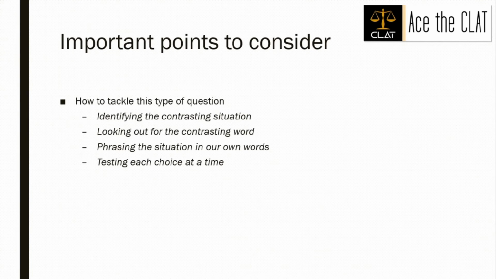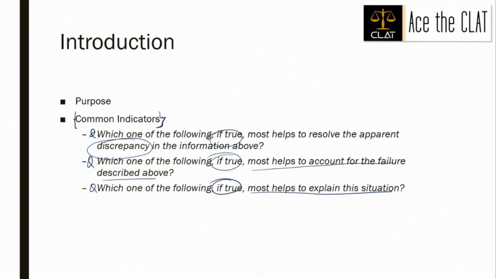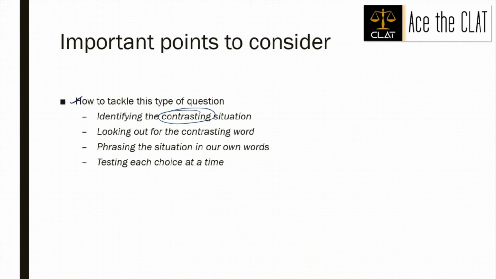The first thing is how to tackle this type of question, how to solve it correctly. The first step is to identify the contrasting situation. I was talking about how you would be presented with a contrasting situation. Identifying that situation, that sort of mystery, is quite simple. You just have to read the stimulus slow and steady, and it is very likely that the conflicting situation would come to your mind, or you would identify it straight away.